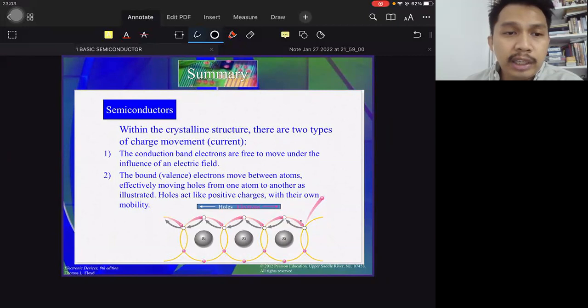Although current in a valence band is produced by valence electrons, this is called hole current to distinguish it from electron current in the conduction band. As you can see, conduction in semiconductors is considered to be either the movement of free electrons in the conduction band or the movement of holes in the valence band, which is actually the movement of valence electrons to nearby atoms, creating hole current in the opposite direction.